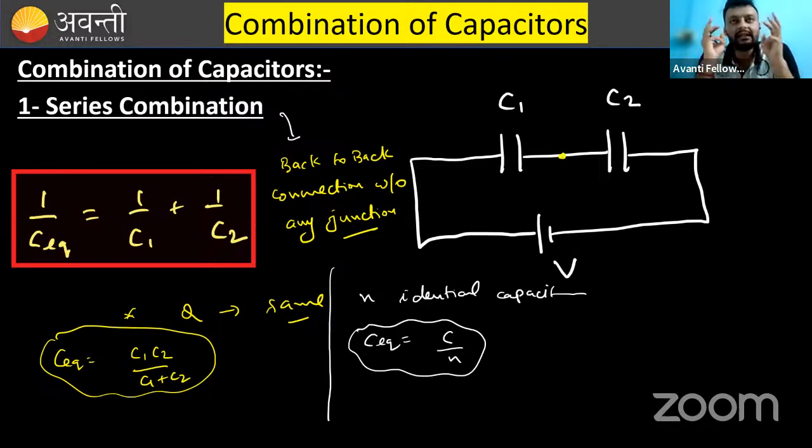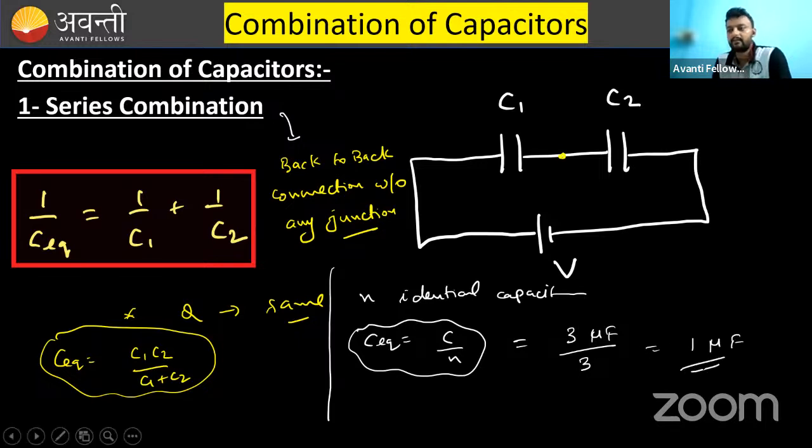For example, three identical capacitors, each of capacitance 3 microfarad, are connected in series. What will be their equivalent capacitance? Can you answer? C by n: 3 microfarad divided by how many capacitors? 3. So that will be 1 microfarad. Clear?